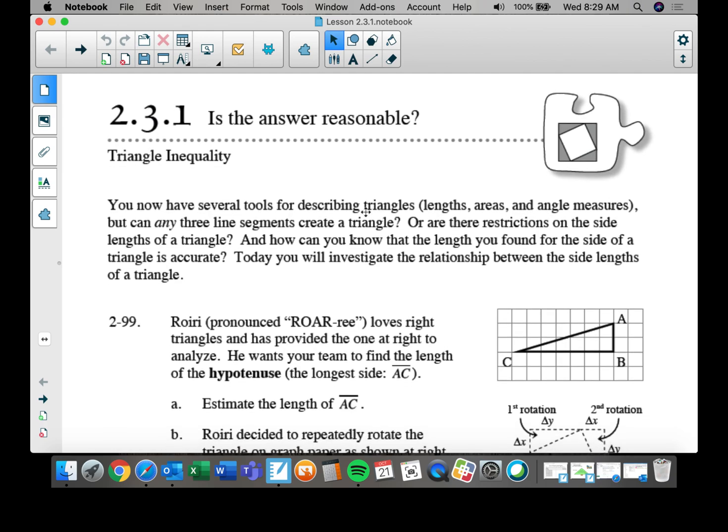So if you take a look, notice we now have several tools for describing triangles. We can talk about them with their lengths, like isosceles, equilateral, that kind of stuff. We can talk about triangles with areas now. We've talked about that, and angle measures, acute versus obtuse, things like that. But can any three line segments create a triangle, or are there some restrictions? And how can you know that the length you found for a side length is accurate?